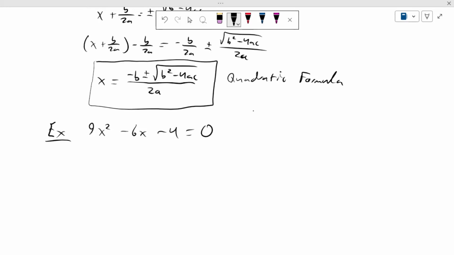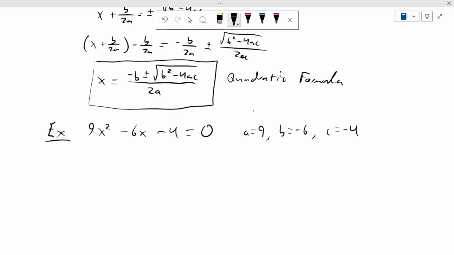Whenever I'm using the quadratic formula, I like to first just label what my A is, what my B is, and what my C is, just for my own sake. So A is 9, B is negative 6, C is negative 4.